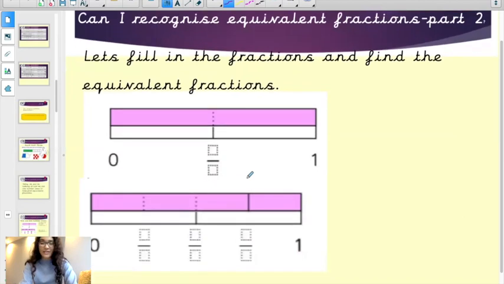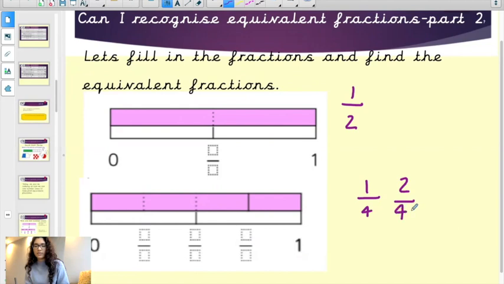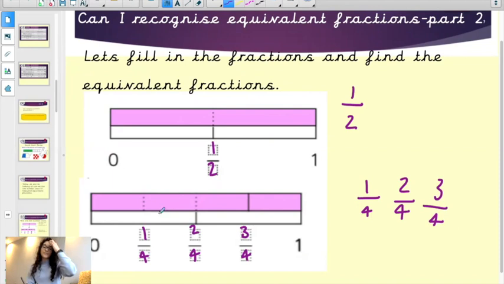So we've already filled in the fractions. Now let's try and find equivalent fractions. So for example, if I have this being a half, and then I said that this is a quarter, 2/4, and 3/4, and I write it here as well, just to show you where those fractions would go. What would you say out of these 3 fractions is the equivalent of a half?